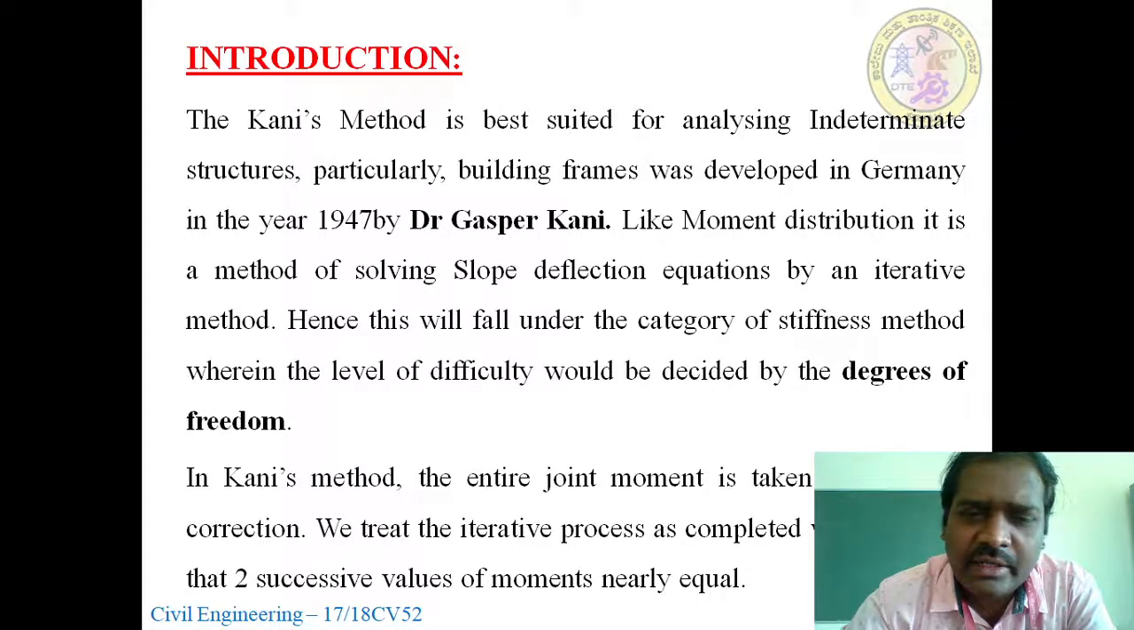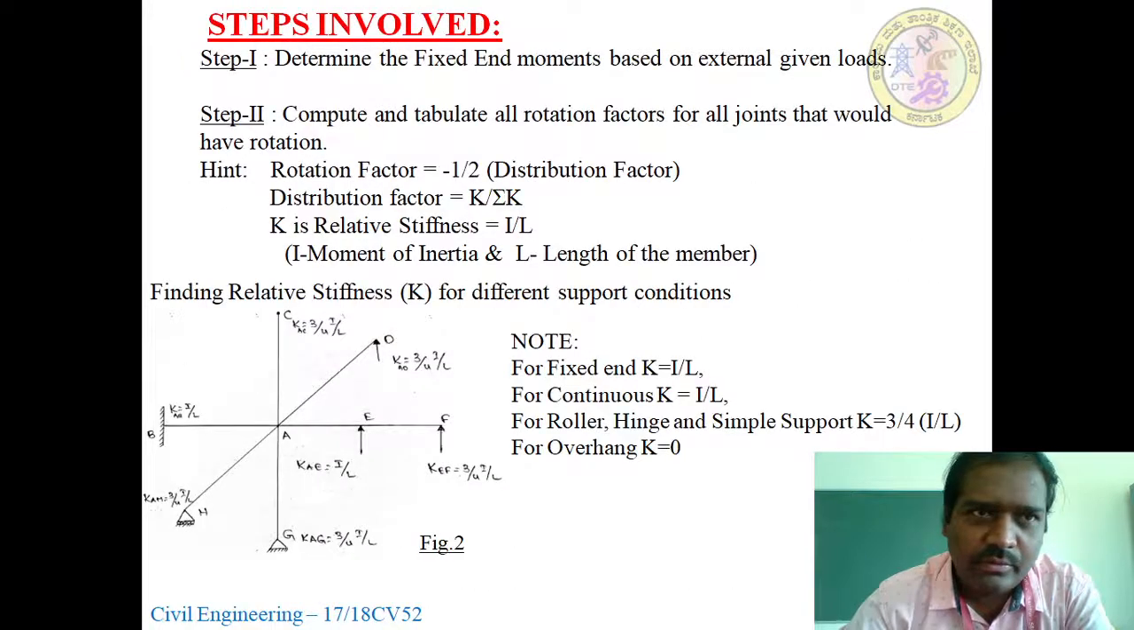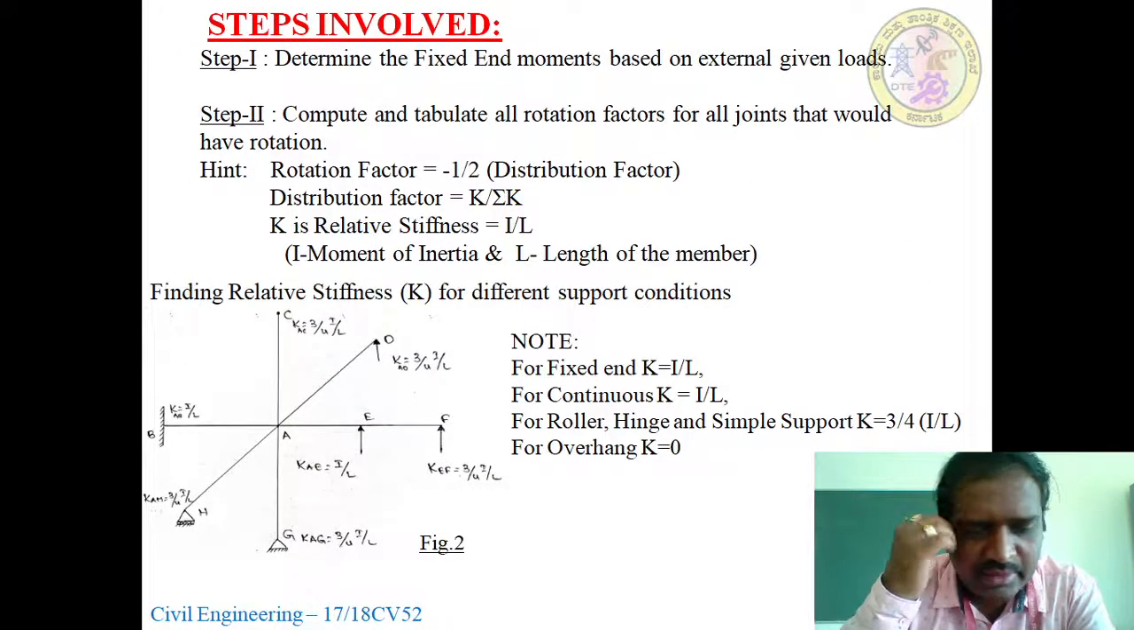We treat the iterative process as completed when we find two successive values of moments nearly equal, meaning in the fourth or fifth iteration. The previous iteration will be the same or nearly the final iteration. So we will consider the final value as the contributional moment. There are 5 steps involved.